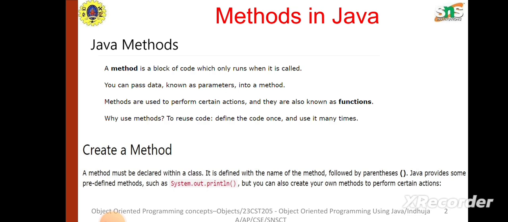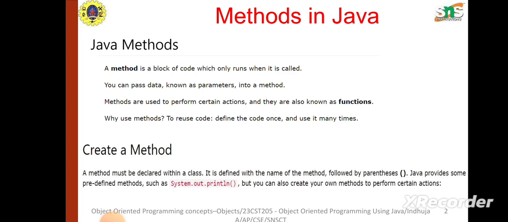You can pass data known as parameters into a method. Methods are used to perform certain actions and they are also known as functions. Why use a method? To reuse code: define the code once and you can use it many times. So we can achieve code reusability and the number of lines of code will also get reduced.